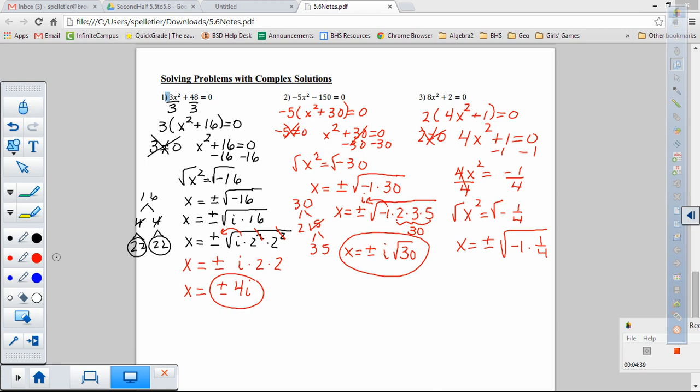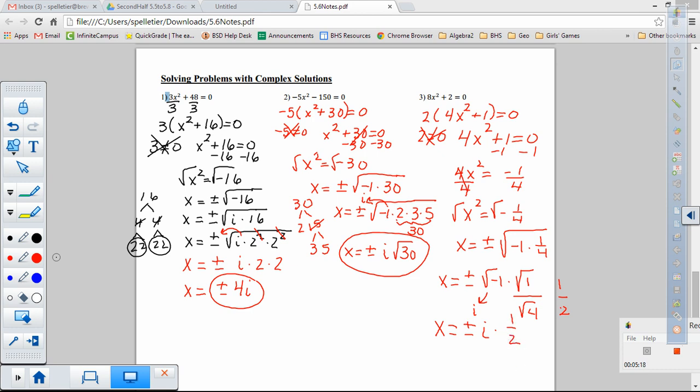And so you have to ask yourself if these are perfect squares. And they are. The square root of 1 is 1. So I'm actually thinking about it like this. The square root of negative 1 times the square root of 1 over the square root of 4. I'm literally square rooting every little thing that there is there. This is my i. The square root of 1 is 1, and the square root of 4 is 2. So I get x equals plus or minus i times 1/2.